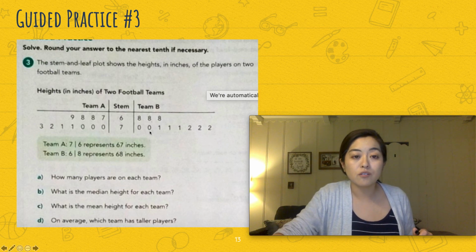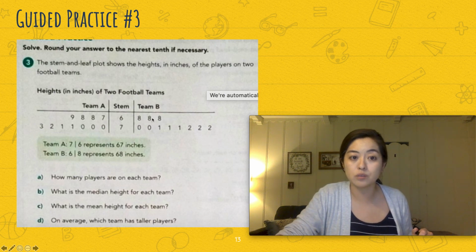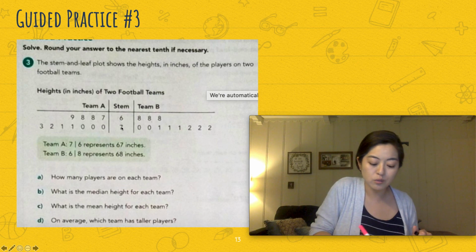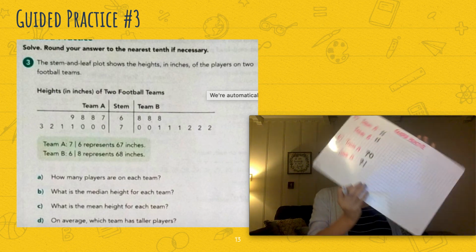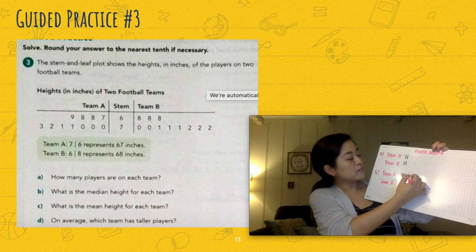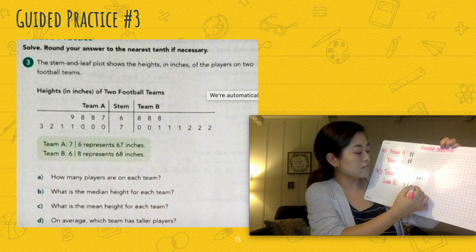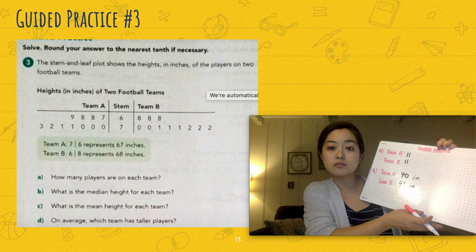inches. And then what about here for Team B? Let's go from lowest to highest, and it's the sixth one. 1, 2, 3, 4, 5, 6. So here's my leaf. It correlates to this stem, so it's 71. Okay, all right. So my median for Team A is 70 inches, and my median for Team B is 71 inches.